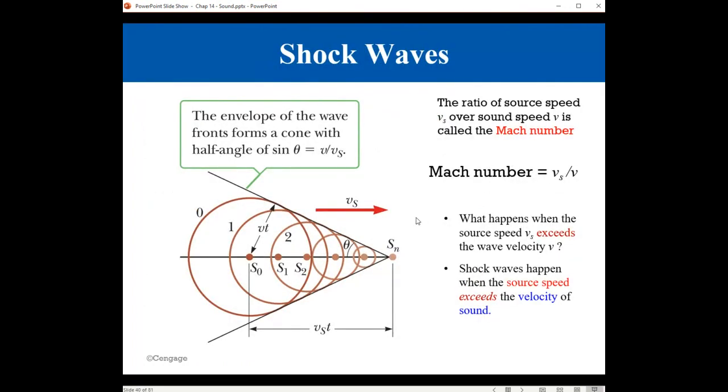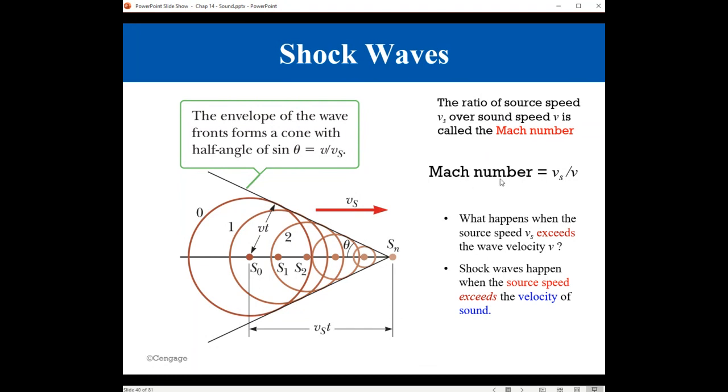Another phenomenon associated with the motion of the source is shock waves. If the source is moving and accelerating, at one point its velocity may exceed the velocity of sound. Under such conditions, a shock wave will be created, as you can see here. After the shock wave, the source will be faster than sound in air. Usually, when we describe such a situation, we use the Mach number.